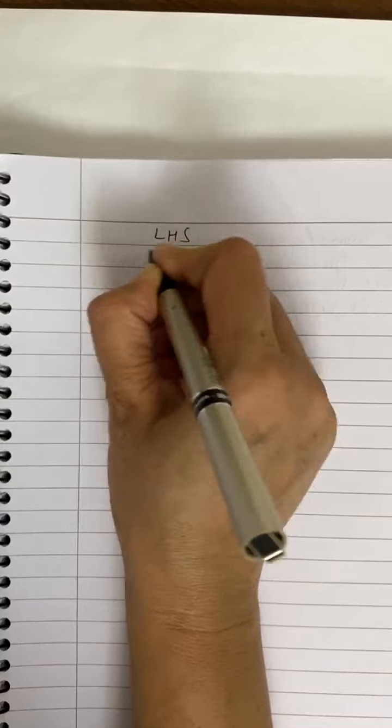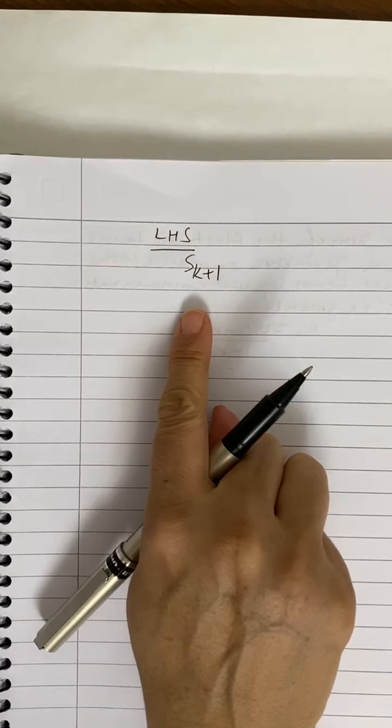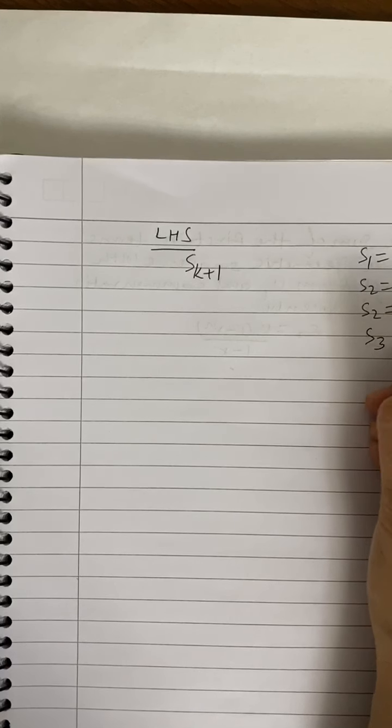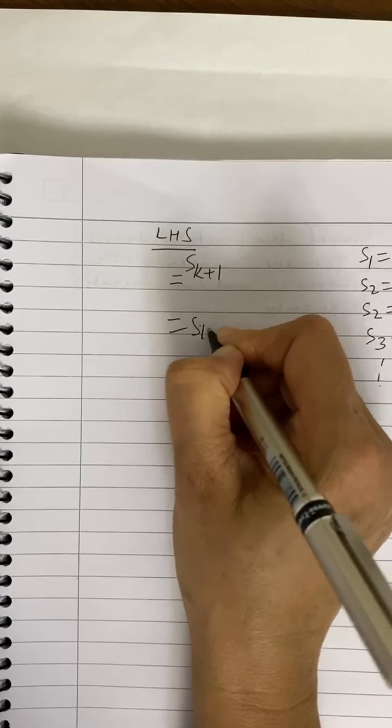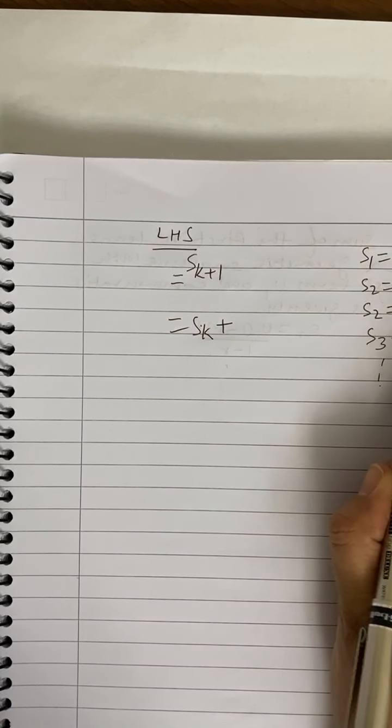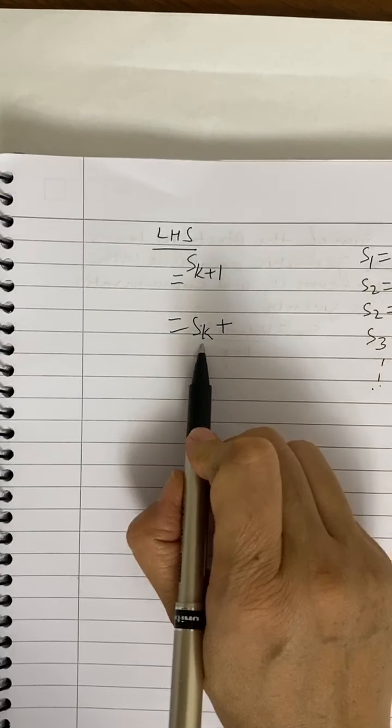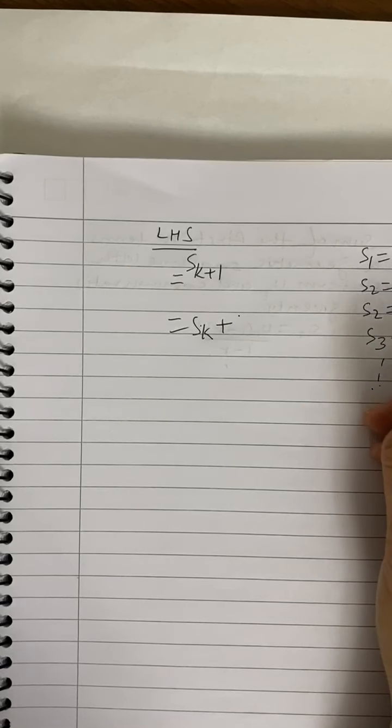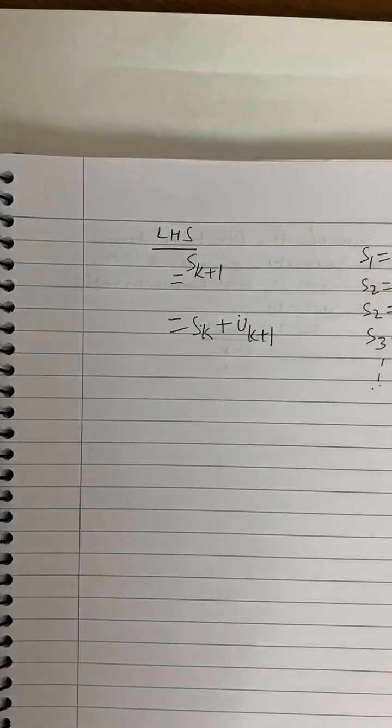Now we are going to start with step number 3. If you remember, we work on the left hand side, which is S(k+1). Whenever we are proving step 3, we always use step 2. I want to show you the relationship: S1 is u1, S2 is u1 plus u2, which means S2 can be written as S1 plus u2, and similarly S3 is going to be S2 plus u3. So if I want S(k+1), this is going to be Sk, which is 1 less, plus u(k+1).